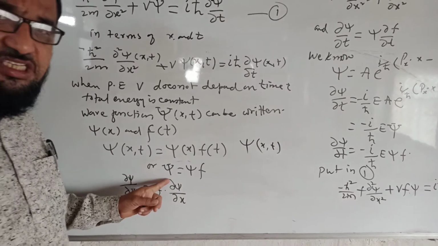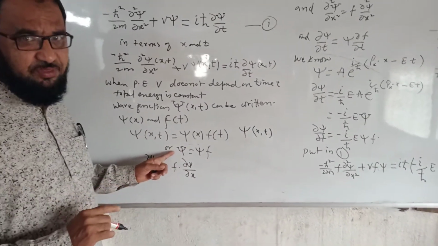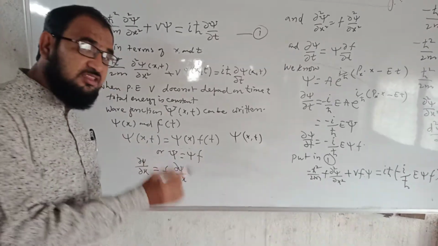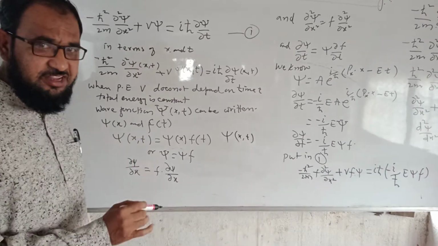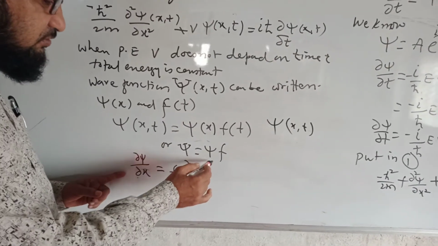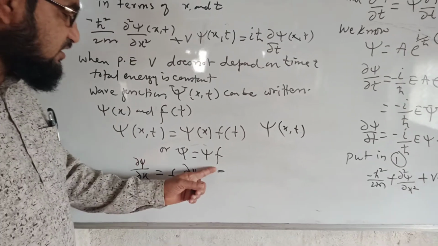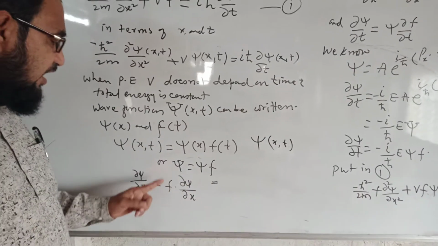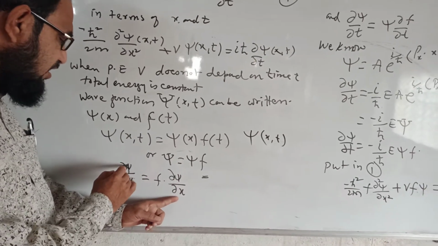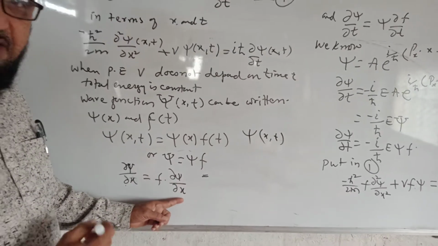Now I will differentiate this with respect to x first. We are differentiating this psi equal to psi f with respect to x, partial differentiation. Therefore dou psi by dou x will be equal to, this function depends upon the time, therefore it will remain constant, means f is constant, and the derivative of psi is dou psi by dou x. This is the capital psi and this is a small psi. So f into dou psi by dou x for our understanding.